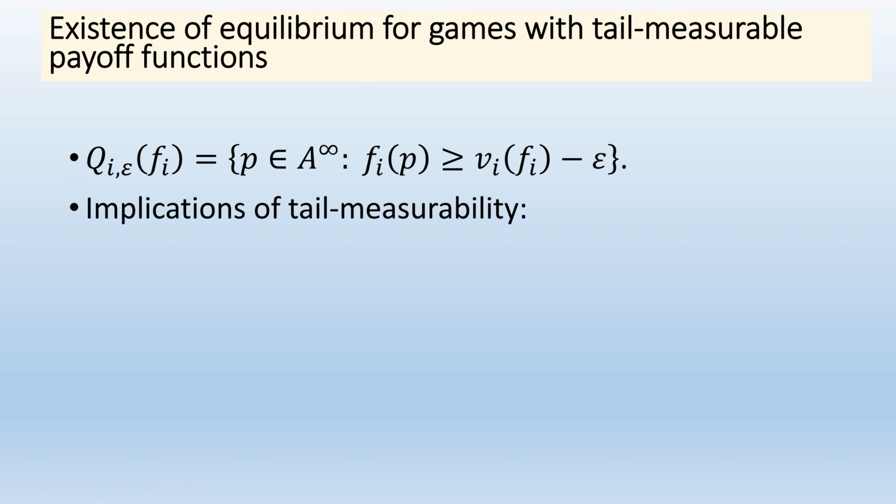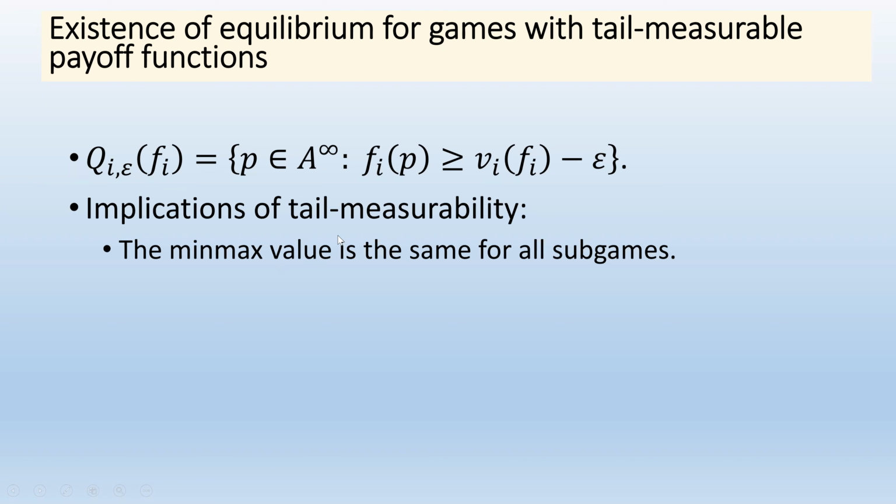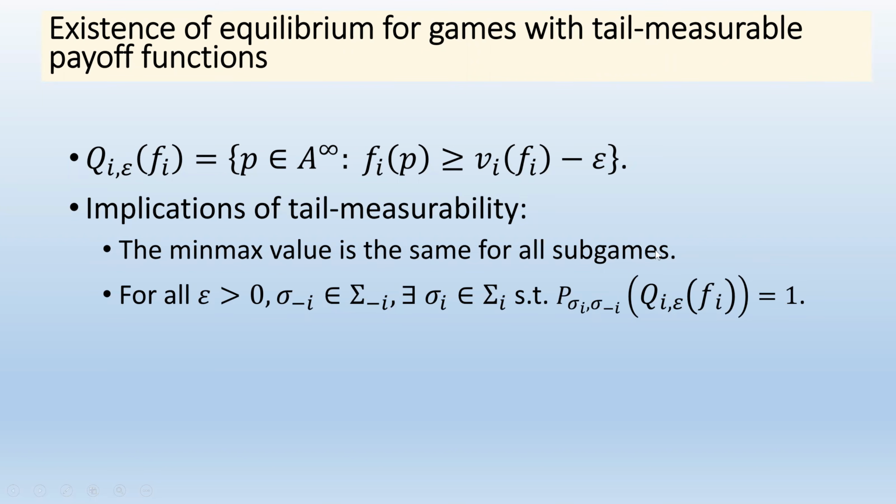This set is tail. And again, we go to the implications of tail measurability. The min-max value is the same for all subgames, meaning no finite history matters to what is the min-max of the game. Because this set is a tail set, the min-max probability of getting into that set is either 1 or 0. The min-max of that set, if we consider it to be the winning set, is either 1 or 0. But because this is the min-max minus epsilon, the player can guarantee this payoff, so it has to be 1.